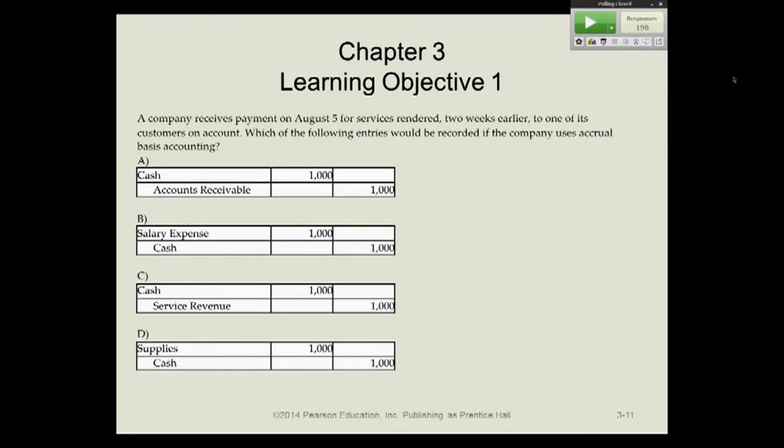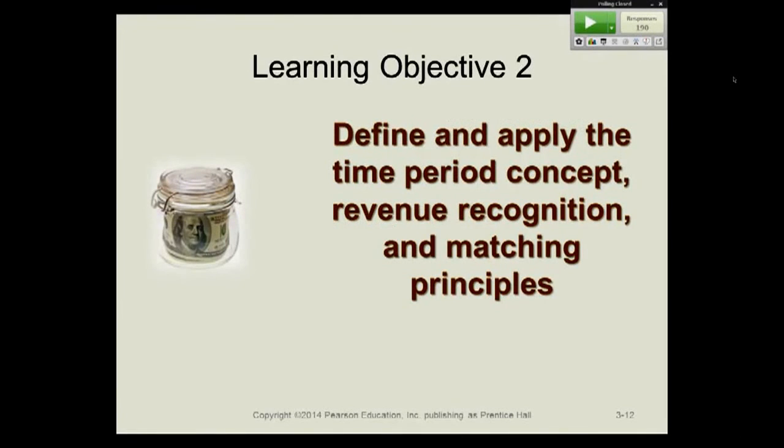Yes, Amir? Why is it that the question said 2 weeks earlier to one of the customers on account? So that's accounts payable, or accounts receivable, I should say. But then you never use that for the cash. Like for the cash basis, you never use accounts payable. Well, that's right. So the question stated that the transaction was on account, showing you it had no cash. Again, a lot of it is language. A lot of it is terminology.